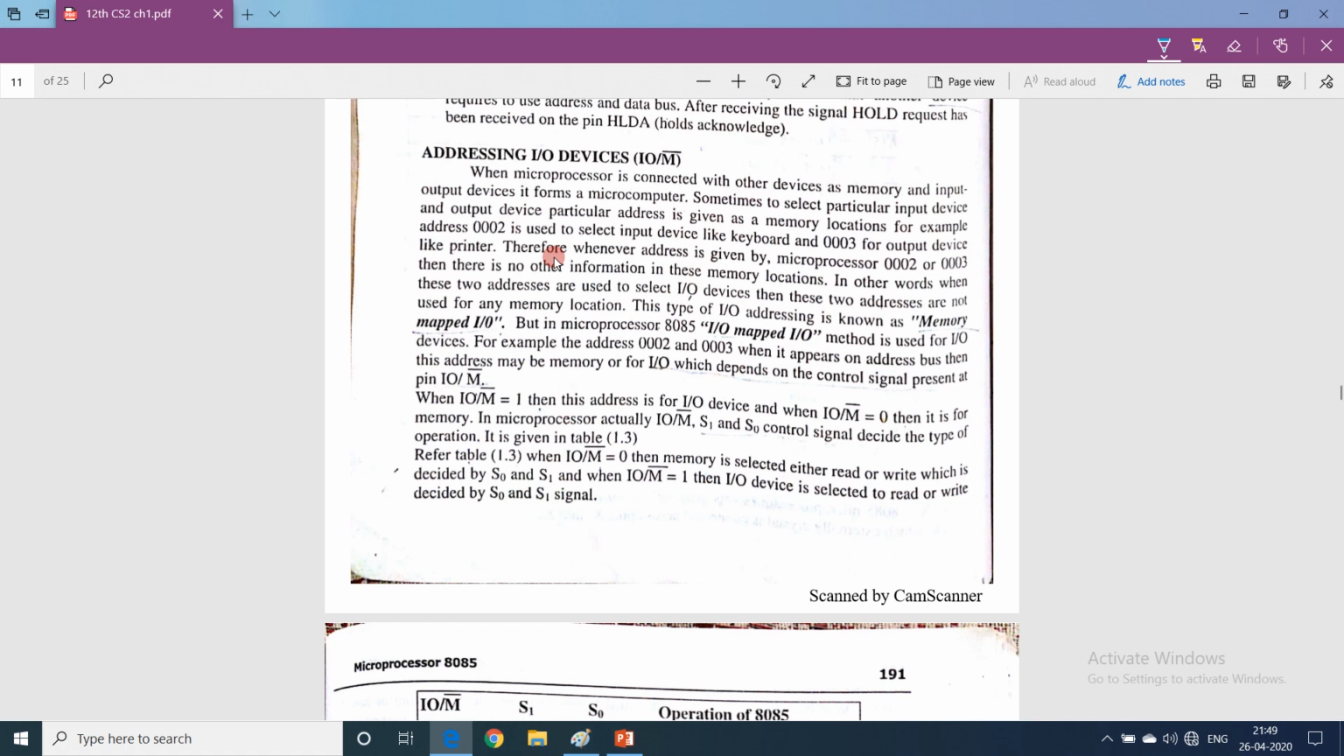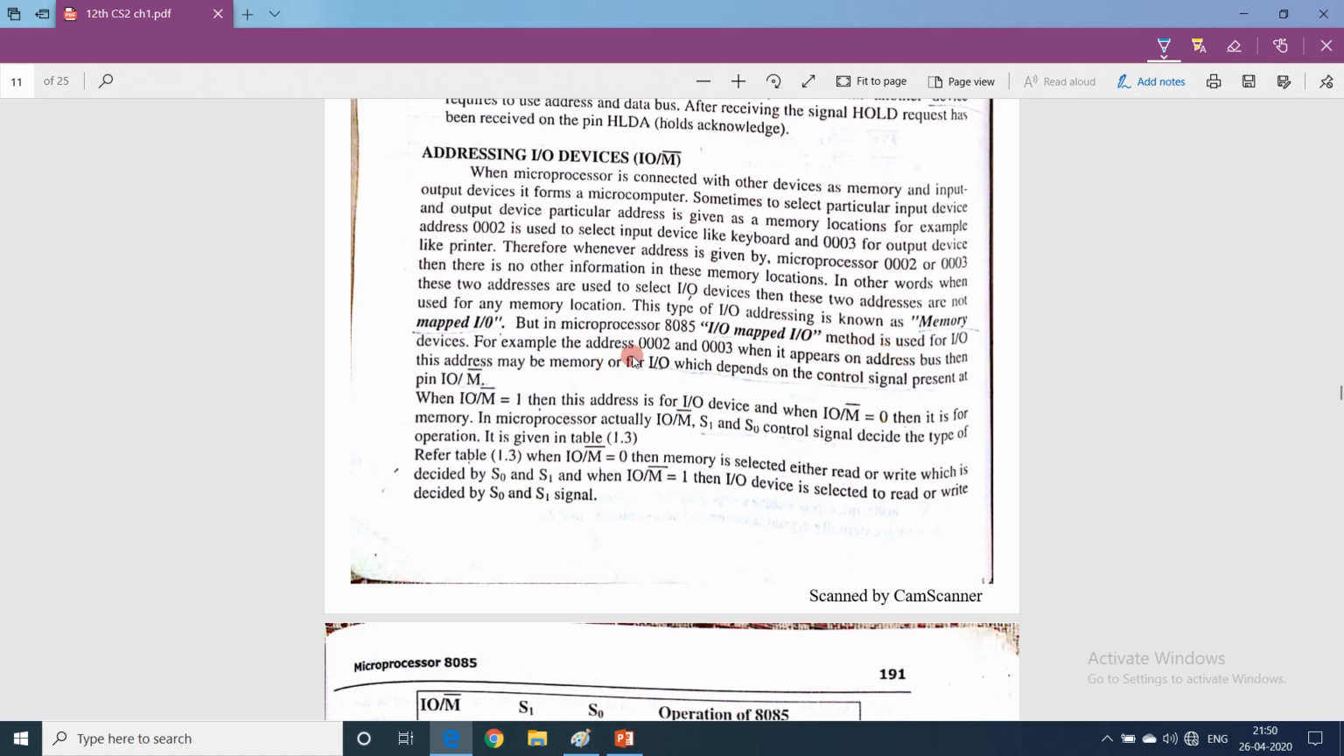Memory mapped IO. But the microprocessor 8085 uses the IO mapped IO method for addressing input output devices. So what is there in this method? Why is the IO mapped IO method different from memory mapped IO? Let's find out. In the microprocessor 8085, the IO mapped IO method is used for input output devices.